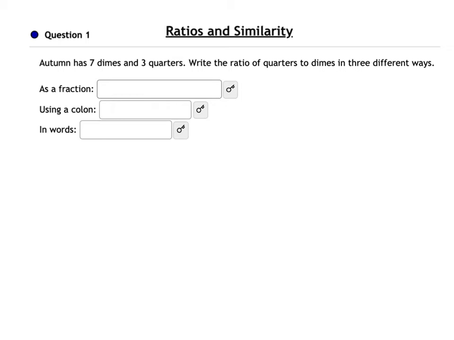Autumn has 7 dimes and 3 quarters. Write the ratio of quarters to dimes in 3 different ways. As a fraction, that would be 7 over 3. As a colon, 7:3. In words, 7 to 3. All these mean the same thing.